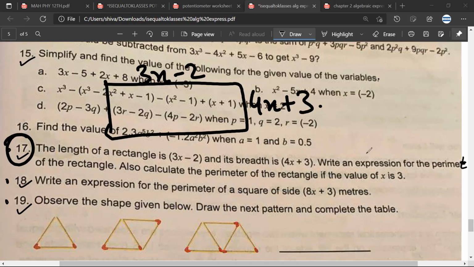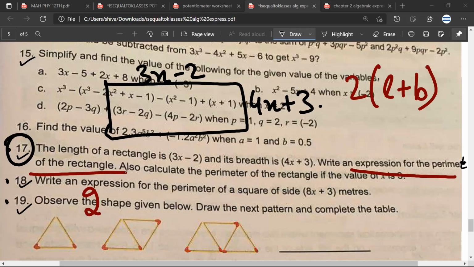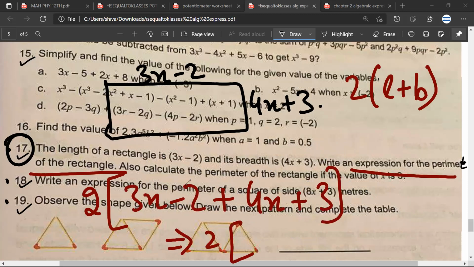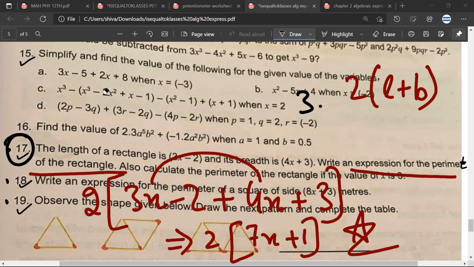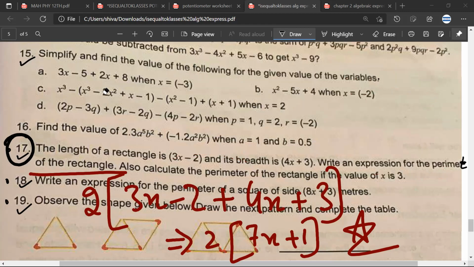Okay, so what would be the expression, Mr. Sarthak? So 2 into 3x minus 2 plus 4x plus 3. So 3x and 4x, there will be 7x and then plus 1. Mr. Satya, any doubt? No, sir. Mr. Aryaman, any doubt? No, sir. Then there is a second part which says, also calculate the perimeter of the rectangle if the value of x is equal to 3.